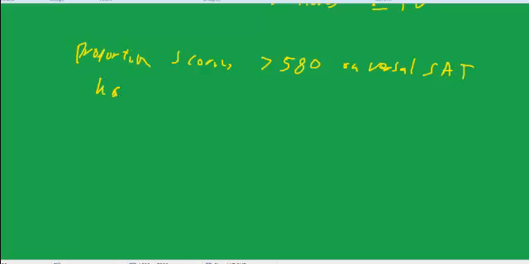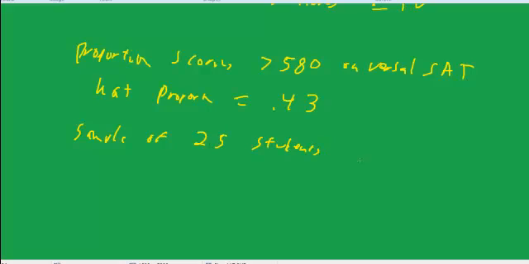Let's do a different problem then. Let's say we're going to do the proportion scoring more than 580 on a verbal SAT. And let's say that the national proportion doing that is equal to 0.43. I have no idea what it is. And let's say we take a sample of 25 students, and 13 have greater than 580 SAT.